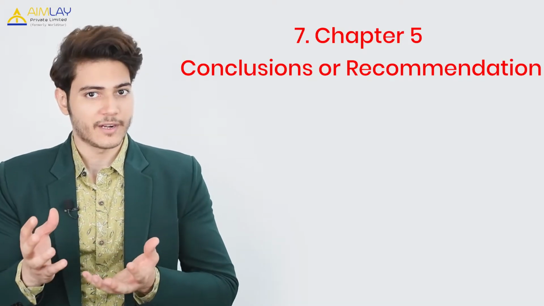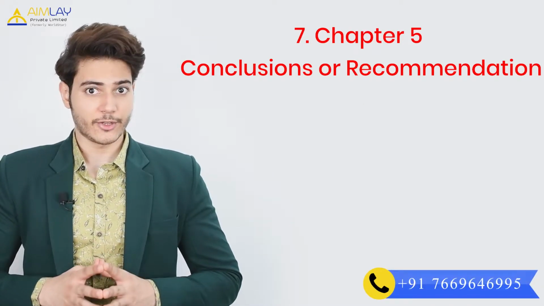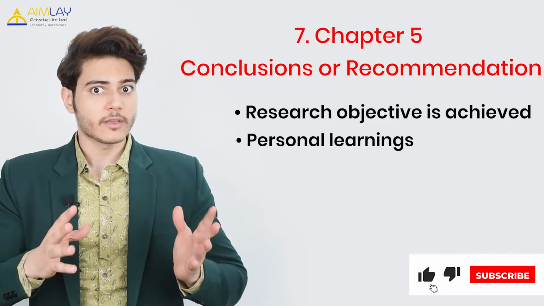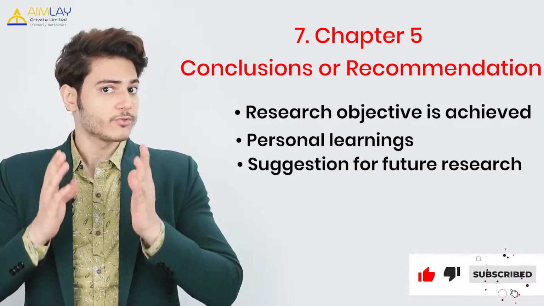Now the seventh component is basically the conclusion of all the previous 6 components. It therefore is called conclusions or recommendations. This is where you highlight that your research objectives have been achieved. You can also mention your personal learnings here and also give suggestions for your future research.